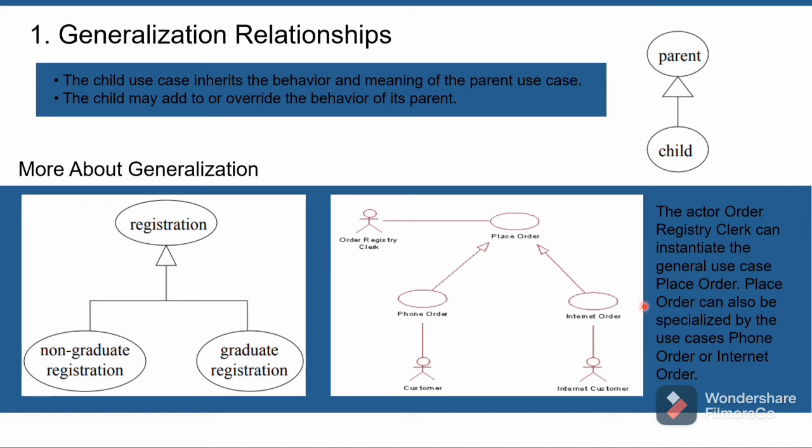Next is here. We have the order registry clerk. The actor, or the order registry clerk, can instantiate the general use case place order. Place order can also be specialized by the use cases phone order or internet order.